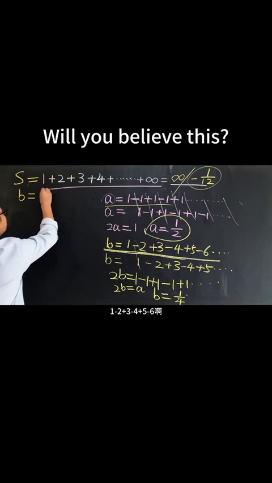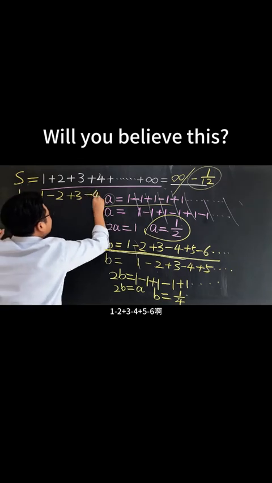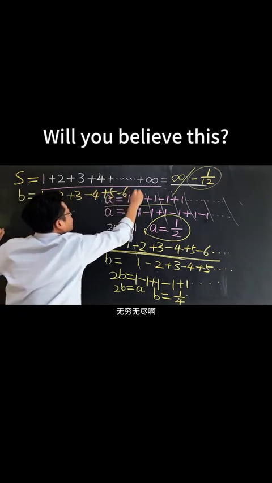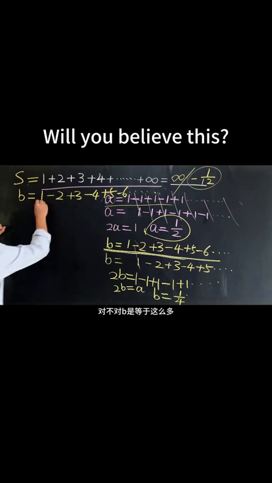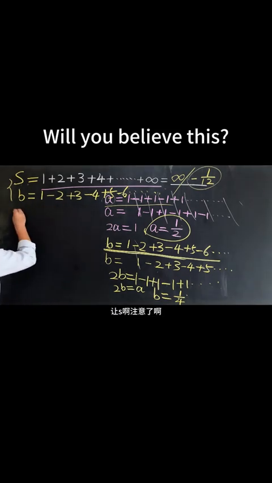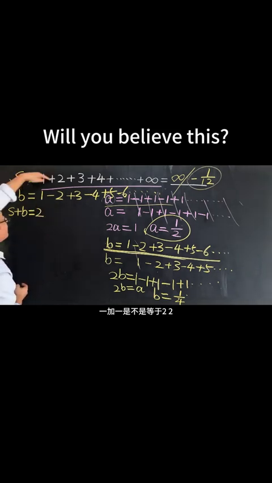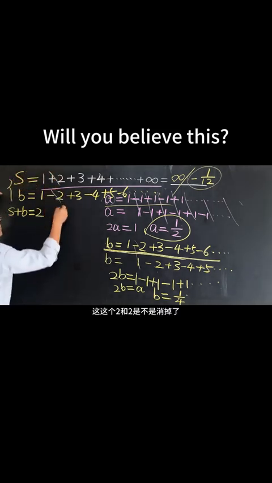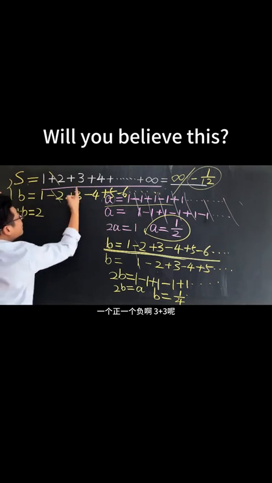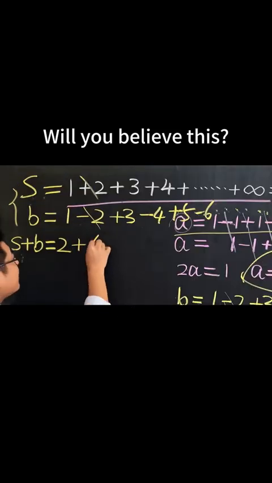Look, B equals 1 minus 2 plus 3 minus 4 plus 5 minus 6, and so on, endlessly, right? B equals that much. So how do we relate S and B? Now pay attention. Let's add S and B together. Look, what does that equal? When you add them, 1 plus 1 is 2, right? Does this 2 and 2 cancel each other out? What about 3 plus 3? That equals 6.